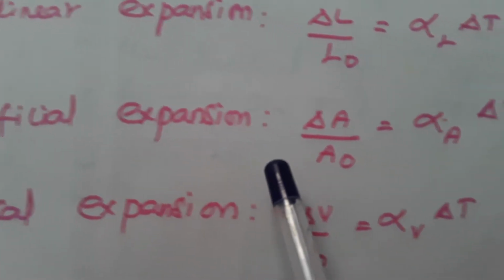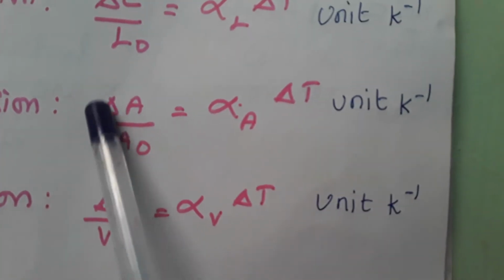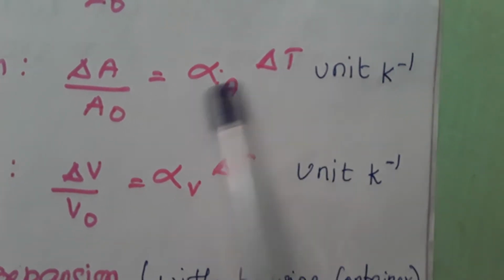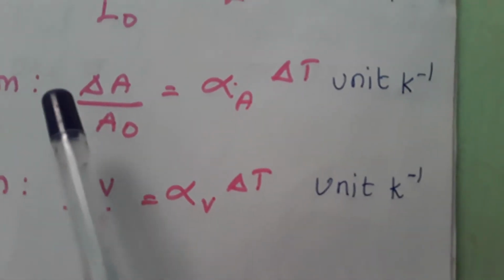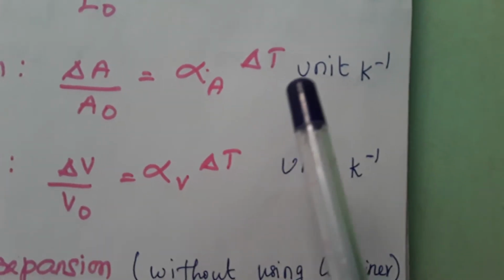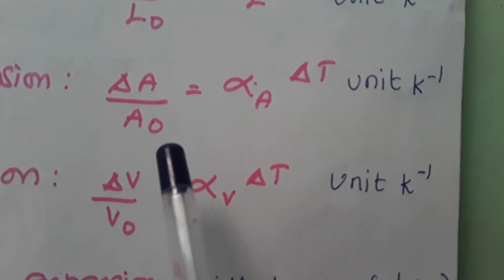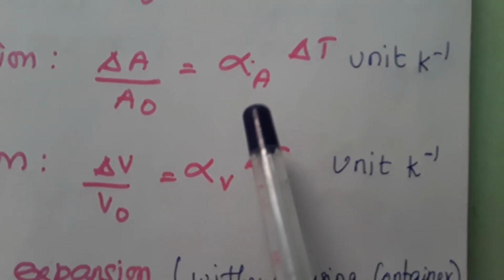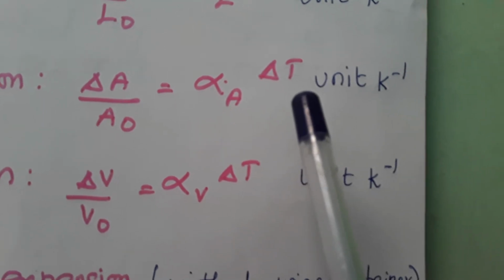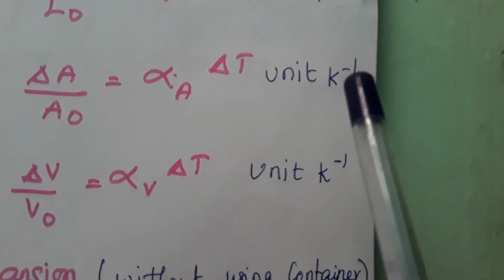Students, next we are going to see the topic about coefficient of superficial expansion. What is the definition? It is defined as the ratio of increase in the area of the substance per degree rise in temperature to its unit area. The formula: delta A by A naught is equal to alpha A delta T. Here delta A stands for change in area, A naught is the original area, alpha A is the coefficient of superficial expansion, delta T is the change in temperature, and the unit of superficial expansion is Kelvin inverse.